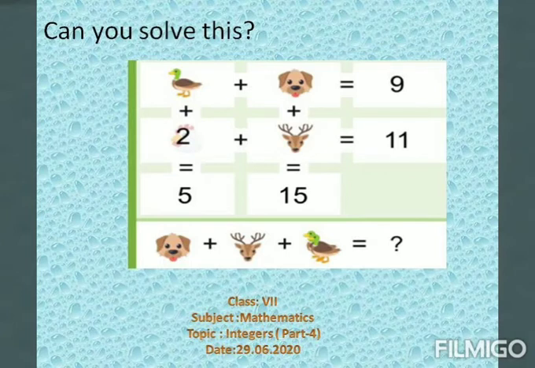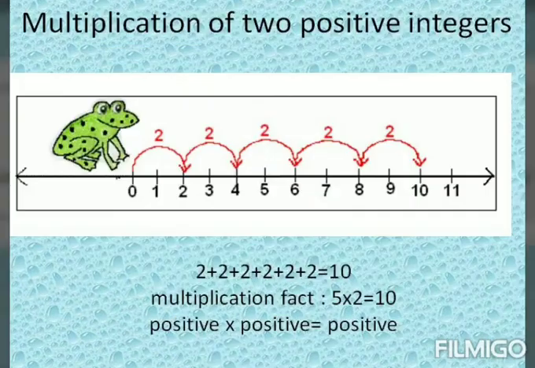Now we found all the values. Let us add all together. The value of the dog is 6. The value of the deer is 9. The value of 2 ducks is 6. If we add all together, 6 plus 9 plus 6, what is the answer you are getting now? The answer is 21. So children, solving puzzles improves your logical thinking.